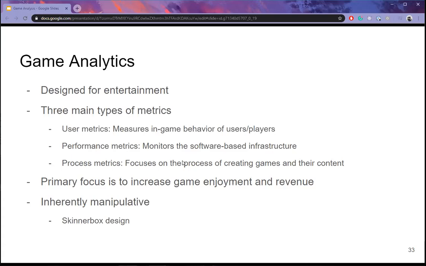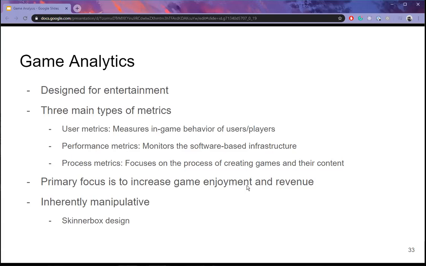But in addition to this, there is the fact that the primary focus of the vast majority of game analytics is to increase revenue for the company. Having the user actually enjoy the game is just a way to increase the revenue. But if they can get away with increasing revenue without increasing the user enjoyment, then that is often very acceptable to them, which is why game analytics is often inherently manipulative, and it can employ different designs, such as the Skinner box design, which is a famous method for keeping players playing even longer than they usually would have by randomizing the output of any given action.